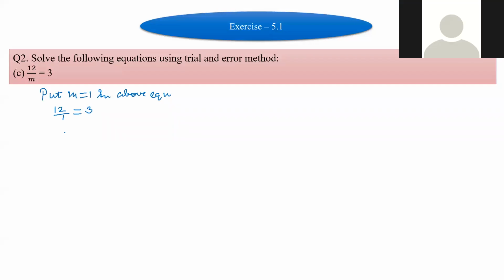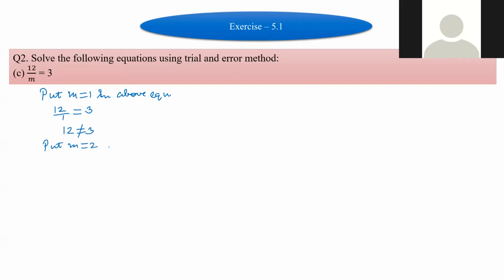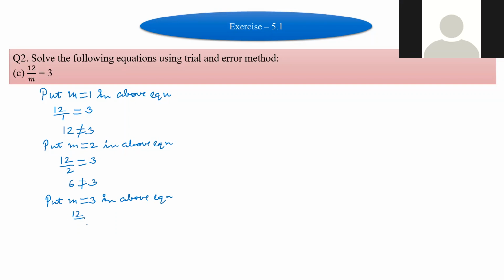12 upon 1 is equal to 3. 12 is not equal to 3. Next. Put m is equal to 2 in the above equation. 12 upon 2 is equal to 3. 6 is not equal to 3. Next. Put m is equal to 3 in the above equation. 12 upon 3 is equal to 3. 4 is not equal to 3.